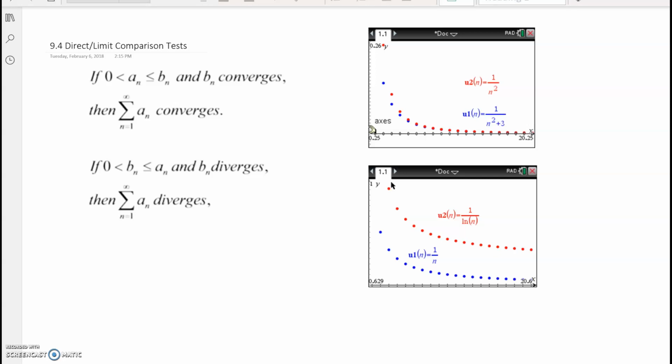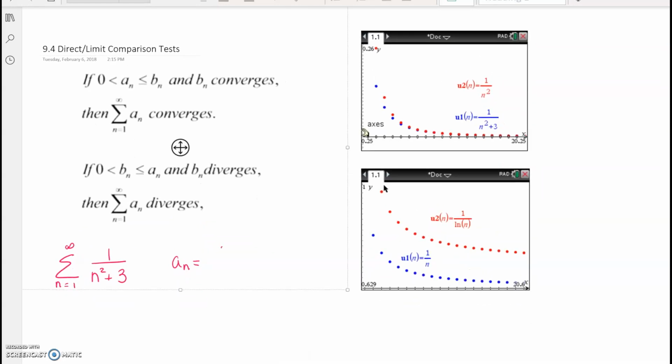Let's take a look at two more tests from 9.4, the direct and limit comparison tests. We're going to start off with the direct comparison test, and it's basically just like it sounds. So let's say that you have a sub n, so the sum from n equals 1 to infinity of 1 over n squared plus 3. So a sub n is the terms of the series, so it's actually the sequence. So a sub n is 1 over n squared plus 3.